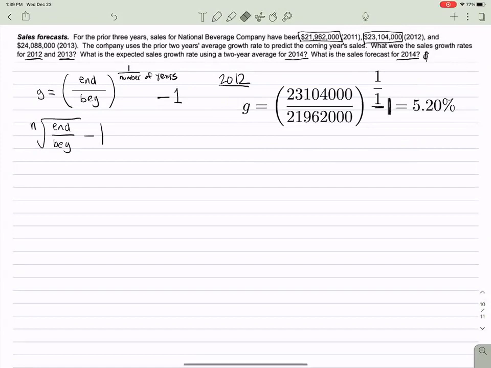Let's move on to 2013. Okay, so in 2013, our ending, our numerator, well, it's going to be the 2013 final value. Okay, so that's the 24,088,000. And we're going to be dividing that by the 2012. Okay, so that's our beginning. So that's the 23 million.